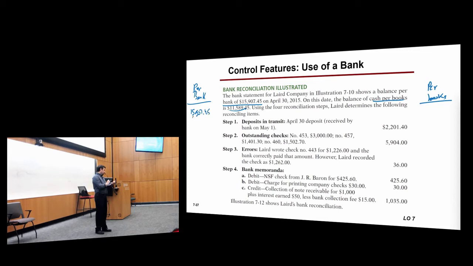15,907.45. Look at the pictures that you took. What do you do now? Come on, come on. That's why you took a picture of the screen before. Yes, we add deposits in transit. So we have the deposits in transit. You add 2,201.40. Next.